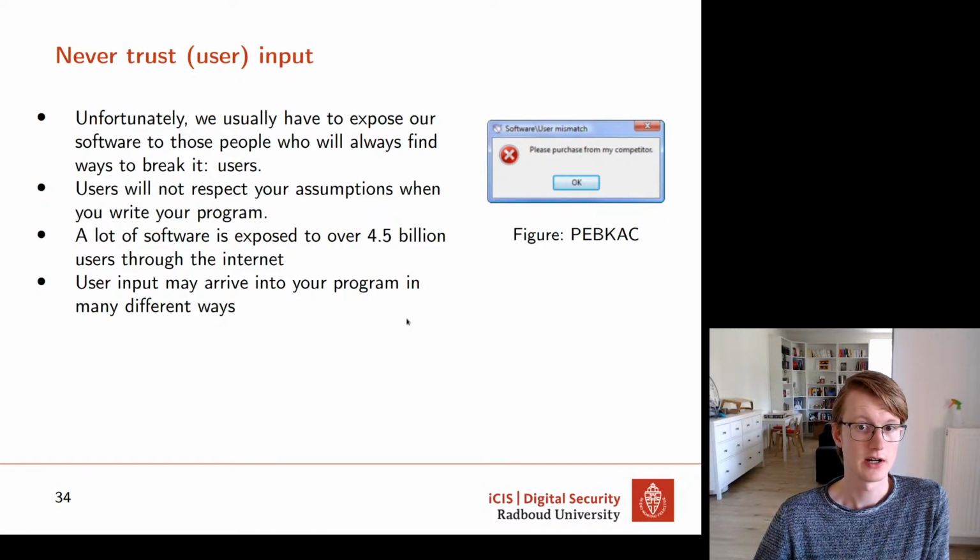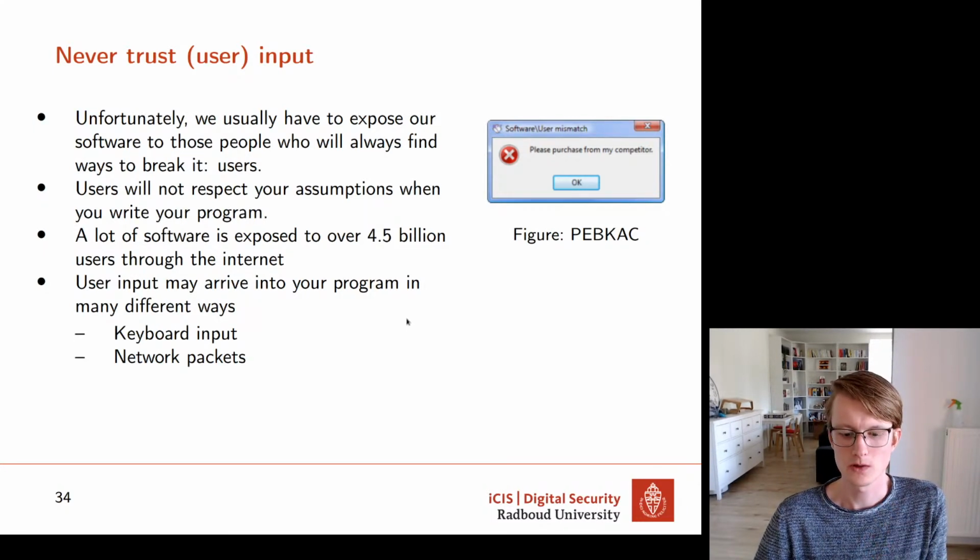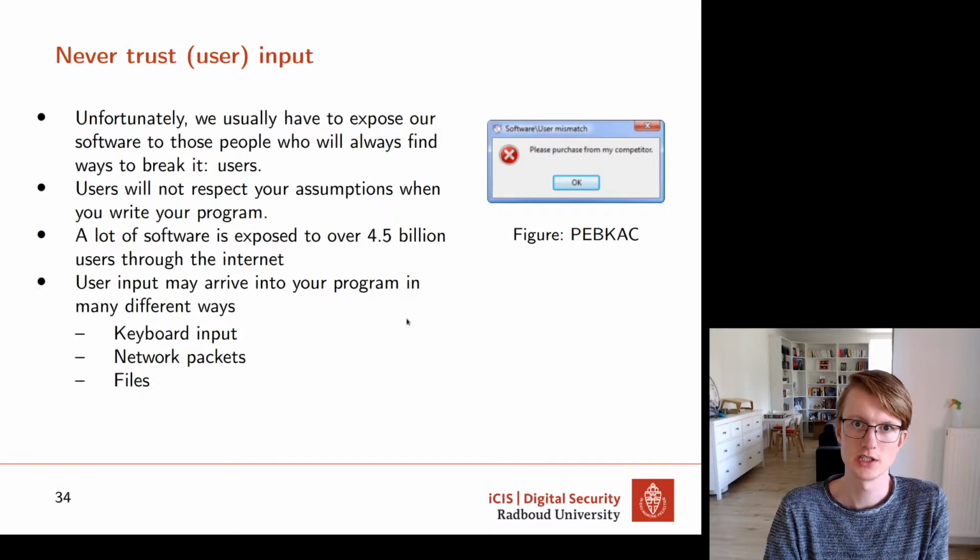User input goes into your program because usually your program doesn't do anything without getting useful input. But it could get there in many different ways, even ways that you don't think about as user input. So you could get keystrokes from the keyboard, that's very obvious, or network packets when I send a GET request to a web server. But other forms of user input are files, because I can modify a file that's on the storage, and then it can be read by the program.